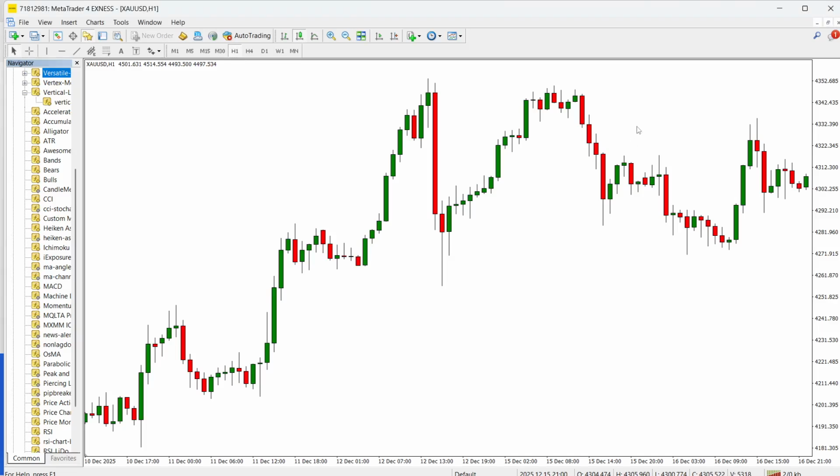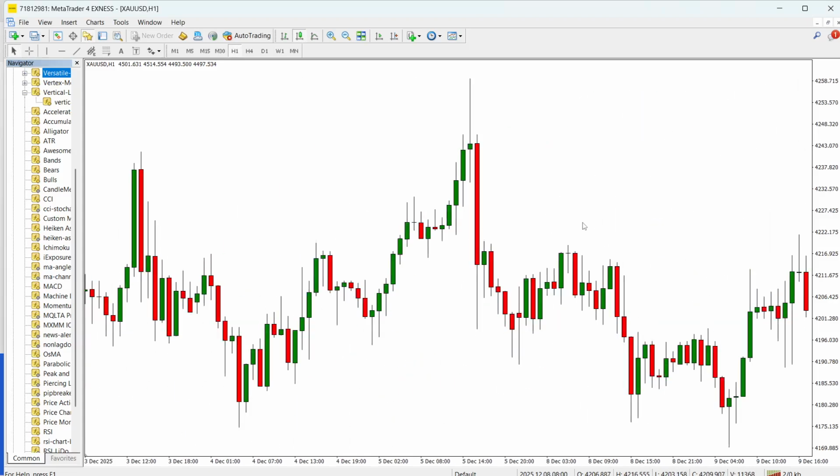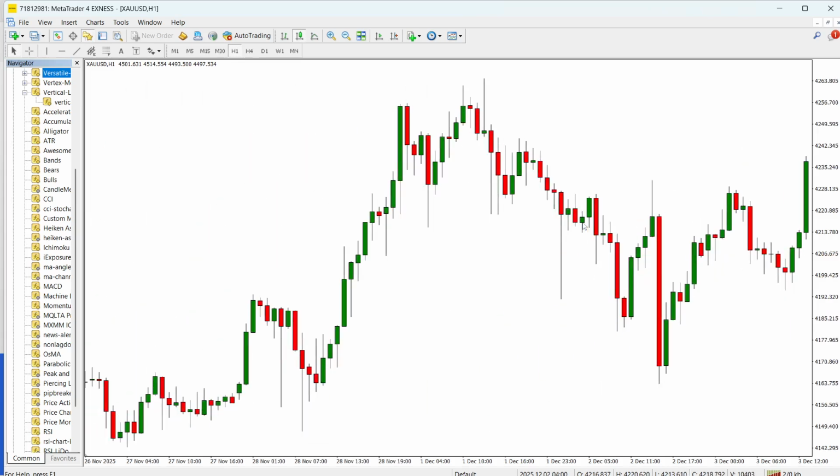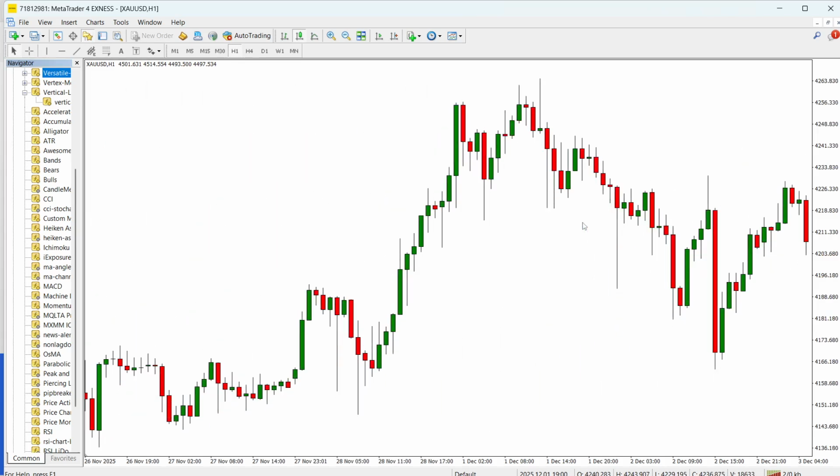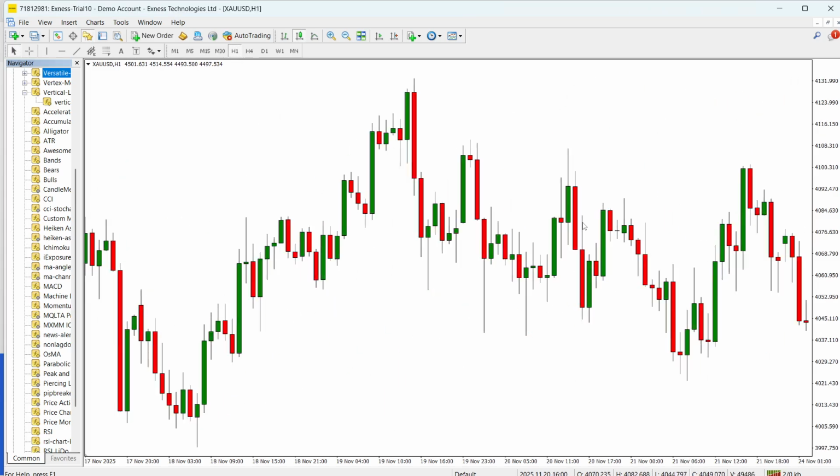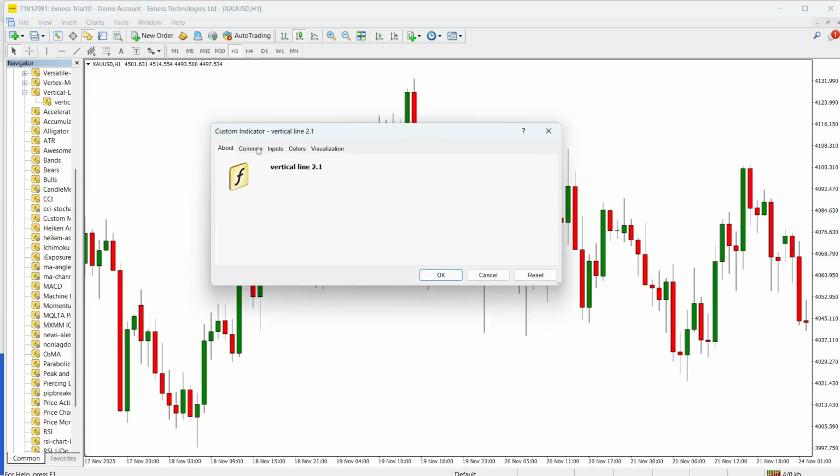Hello traders, welcome to this video on the vertical line, also known as the vertical timelines indicator for MT4 and MT5. This tool helps you mark and organize specific moments on your chart so you can visually study how price behaves over selected periods. At this point, I'll go ahead and load the indicator on the chart so you can see how it looks in real time.